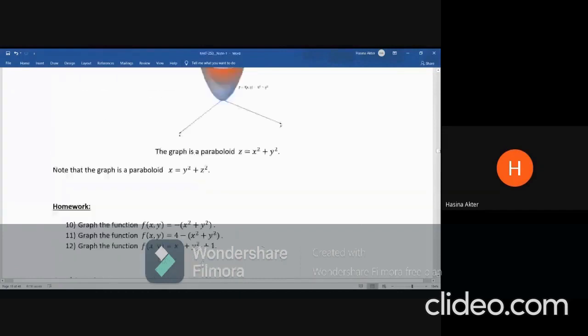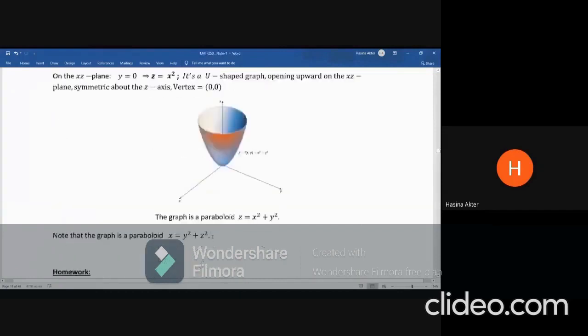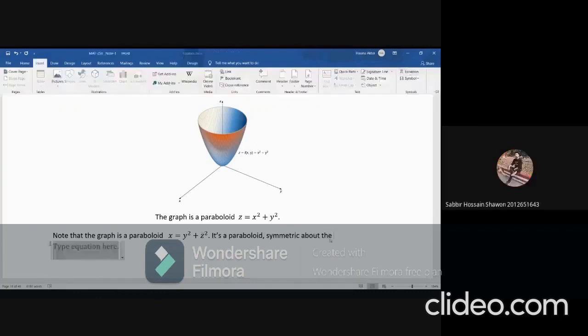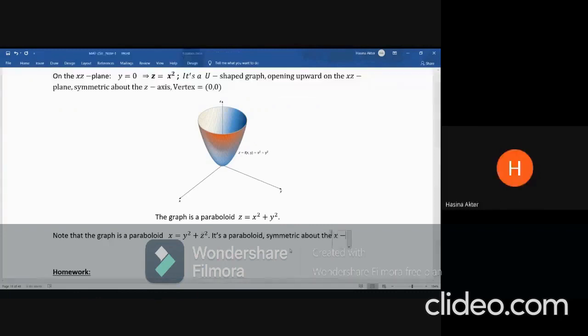I will use the word paraboloid. Now you know the shape of a paraboloid. Let me type. It's a paraboloid. Symmetric about which axis? What is the output, by the way? Right now, what is the output for the new equation? X is the output, so it should be symmetric about the x-axis.